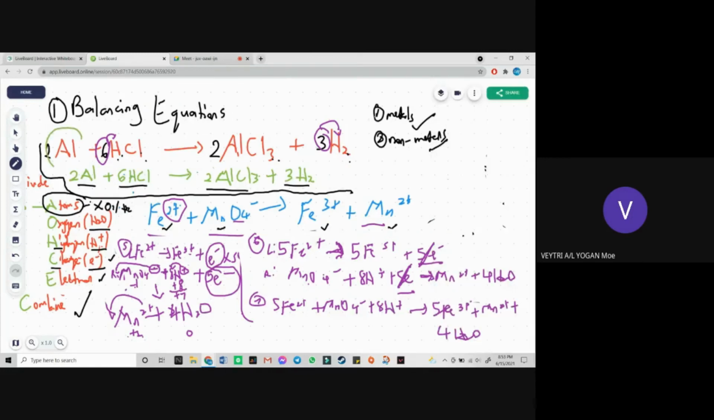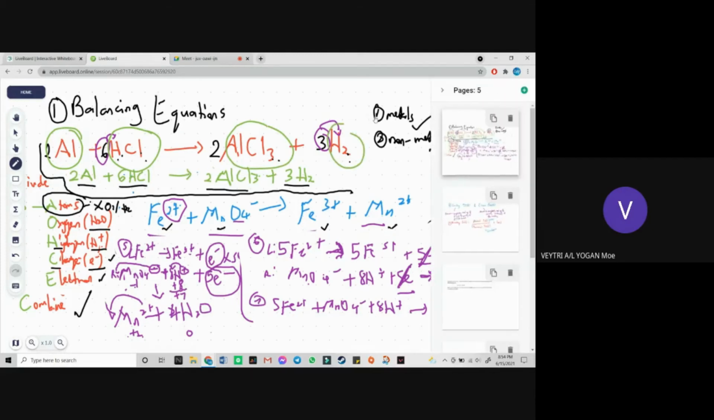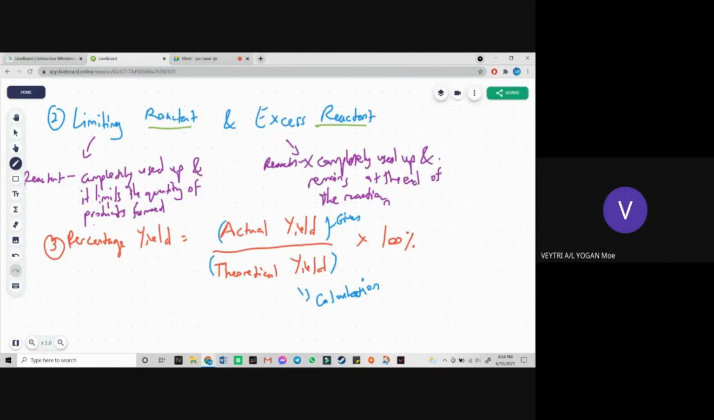This one, aluminium is a reactant. Hydrogen chloride is a reactant. Product dia apa? AlCl3 dengan hydrogen gas. Macam tu. Alright? Okay. Now, let's have a look at what exactly limiting reactant and excess reactant are. This is the exact definition that you gotta know. Now, let's move on. Limiting reactant.